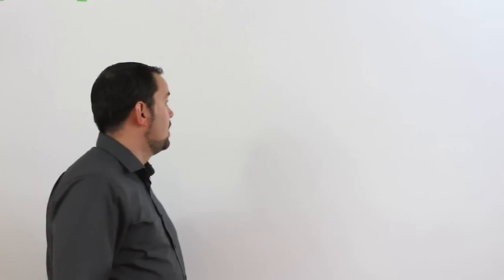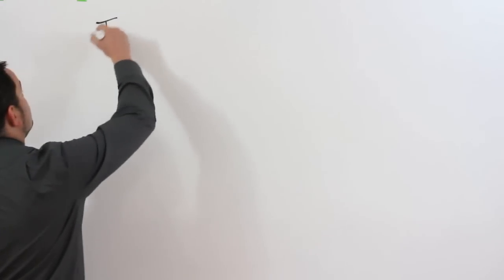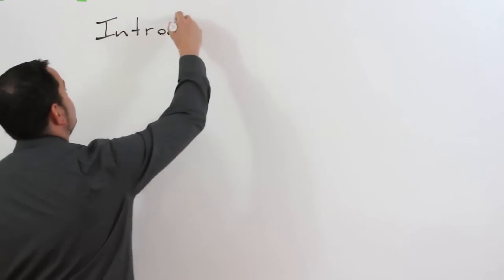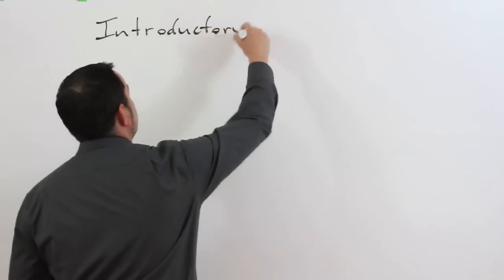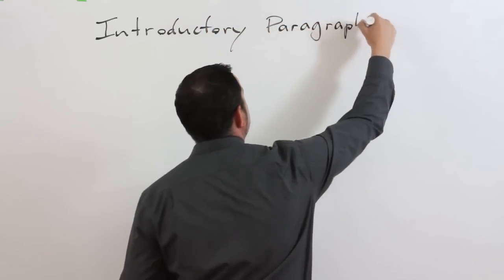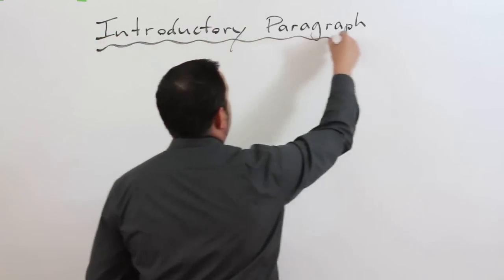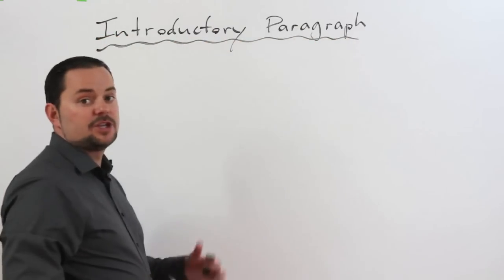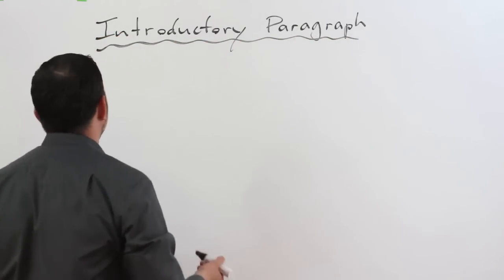So there are 3 key parts to an introductory paragraph. The very first part is called the hook. So I'm going to write that now. So introductory paragraph. Now, of course, this is just for your information. Don't write that on the exam paper.